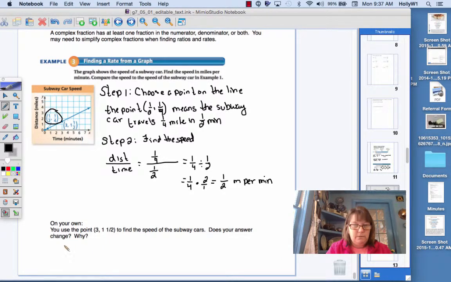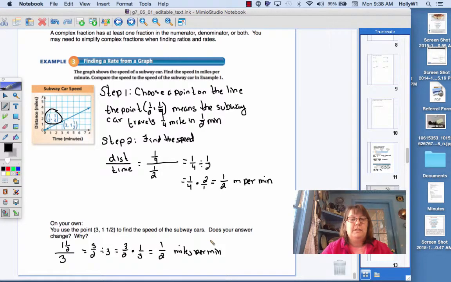So I'm going to say we have 1 and 1/2 divided by 3, because it is the distance, which is 1 and 1/2, and the time, which is 3. So again, I'm going to convert this to 3/2 divided by 3, which I'm going to keep it, change it, and flip it. And I get 3/6, which is 1/2 miles per minute. And interestingly enough, it did not change. It is the same. And again, it's because this line is straight.